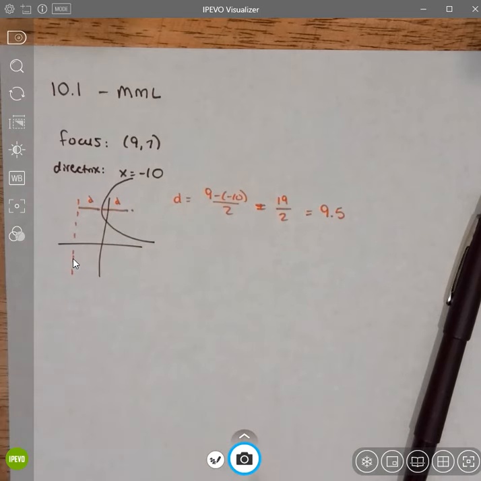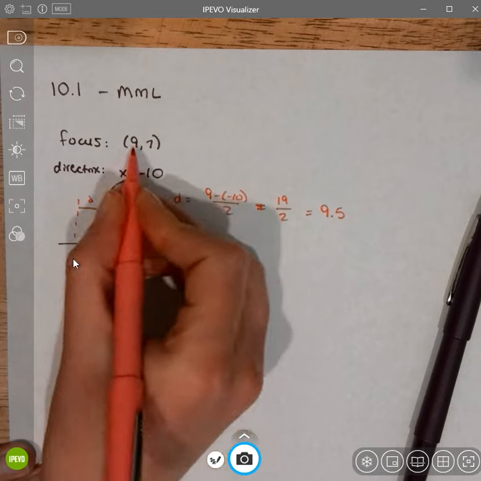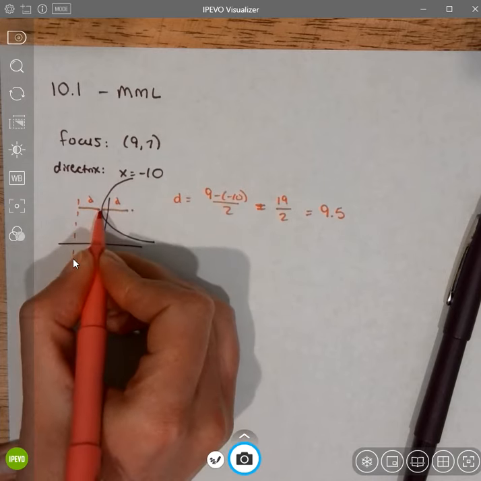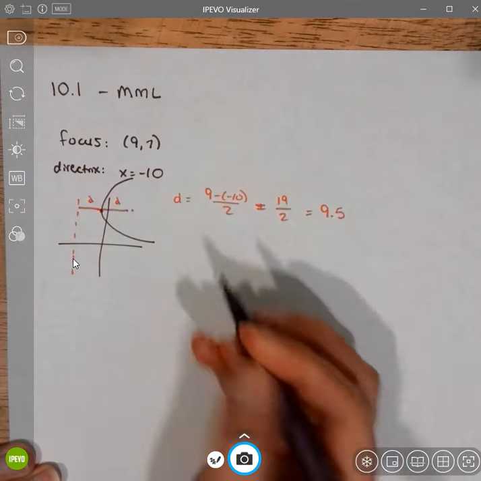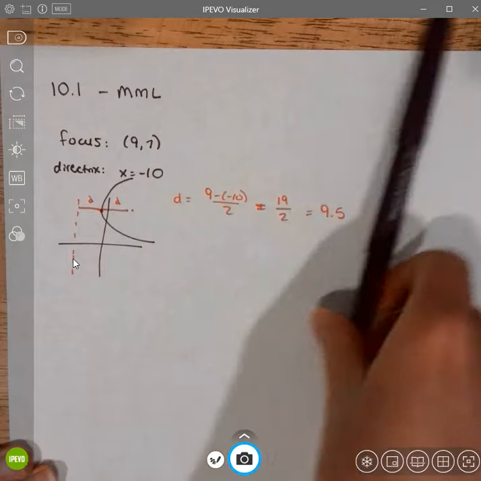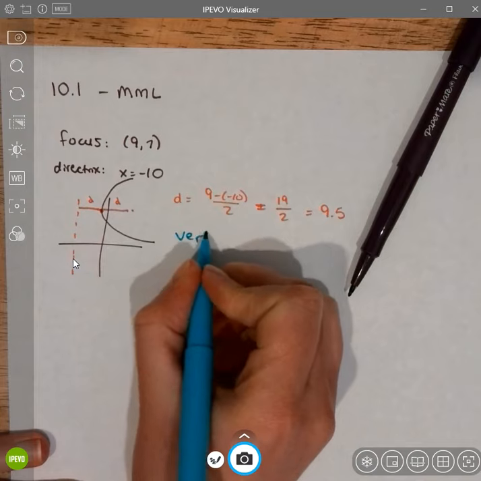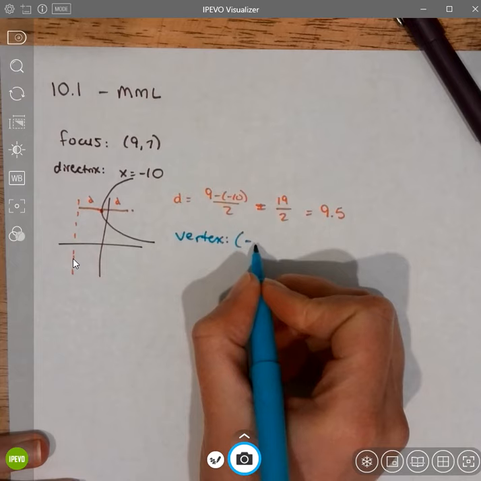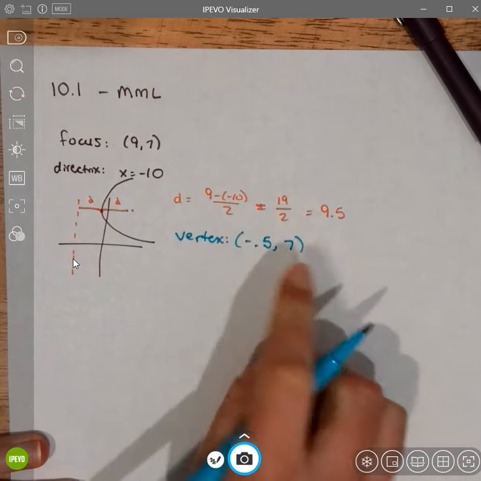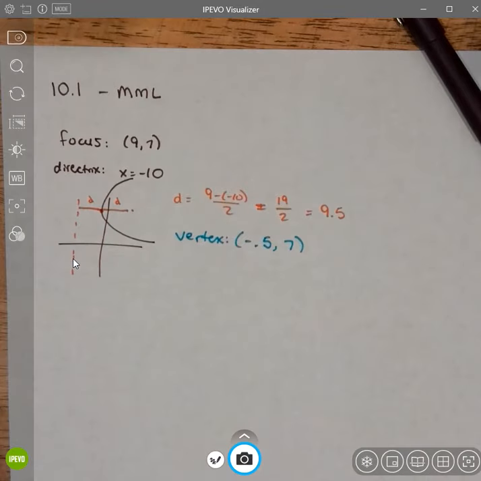So that's actually going to give me -1/2 for my x-coordinate, right? If I take -10 plus 9.5, it gives me -0.5. And if I take 9 and I subtract 9.5, again, -0.5. So this point right here is going to have -0.5 as its x-coordinate. All right, so my vertex is going to be -0.5, 7, because I know that I already had a y value of 7 that wasn't going to change from the focus, so I already knew the y-coordinate.